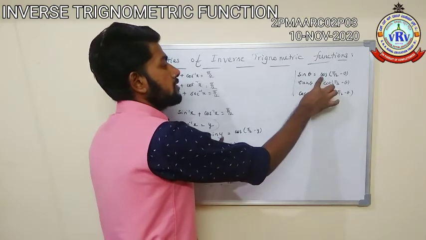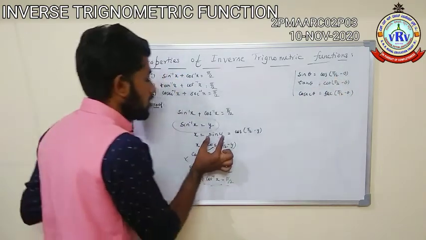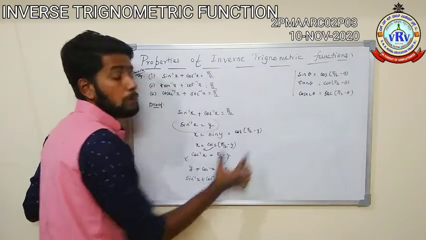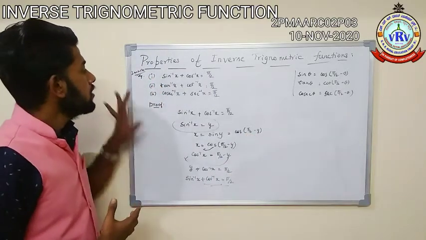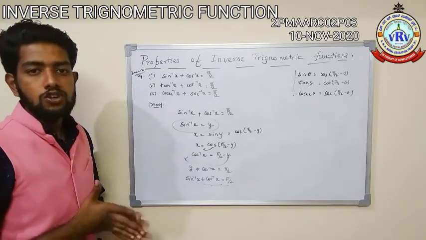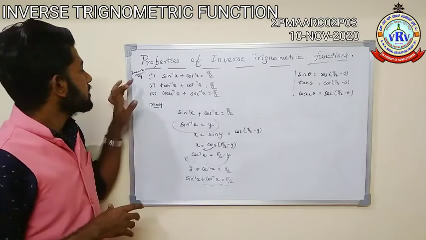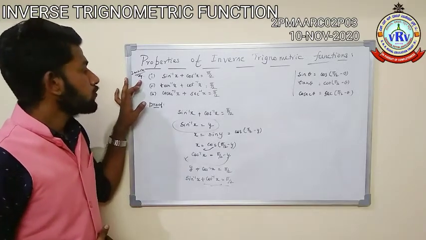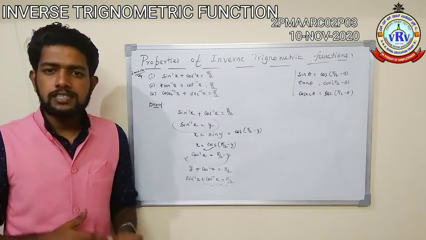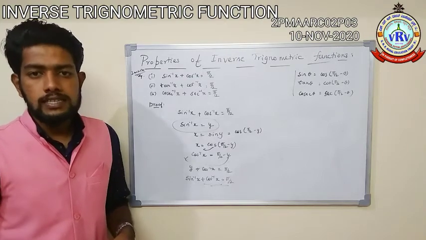We used this equation: sin theta is equal to cos of pi by 2 minus theta. So sin y is equal to cos of pi by 2 minus y. The other two properties, you have to prove, and with this we have already proved four properties. The remaining two properties we will do in the next class, and some of the problems related to these properties also we will solve in the next class.